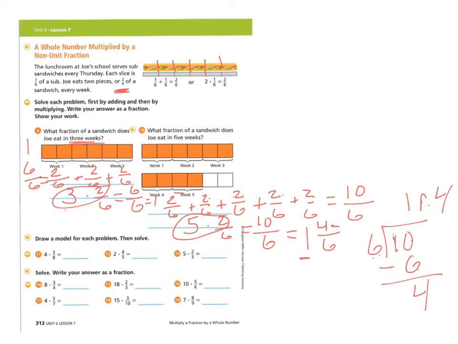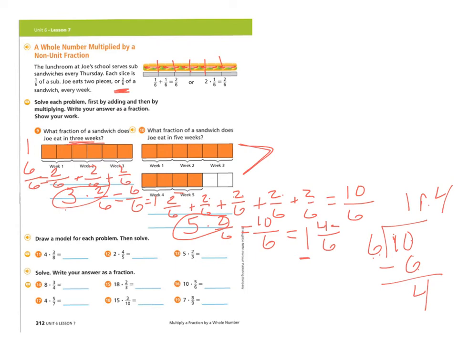All right, number 11, draw a model for each problem, then solve. So you can go ahead and draw a model if that's easy for you to visualize. That's like up here, like what this looks like. You can draw a picture, or you can just solve the problem, whichever is easier for you. All right, number 11, 4 times 3/8. How do we solve that?